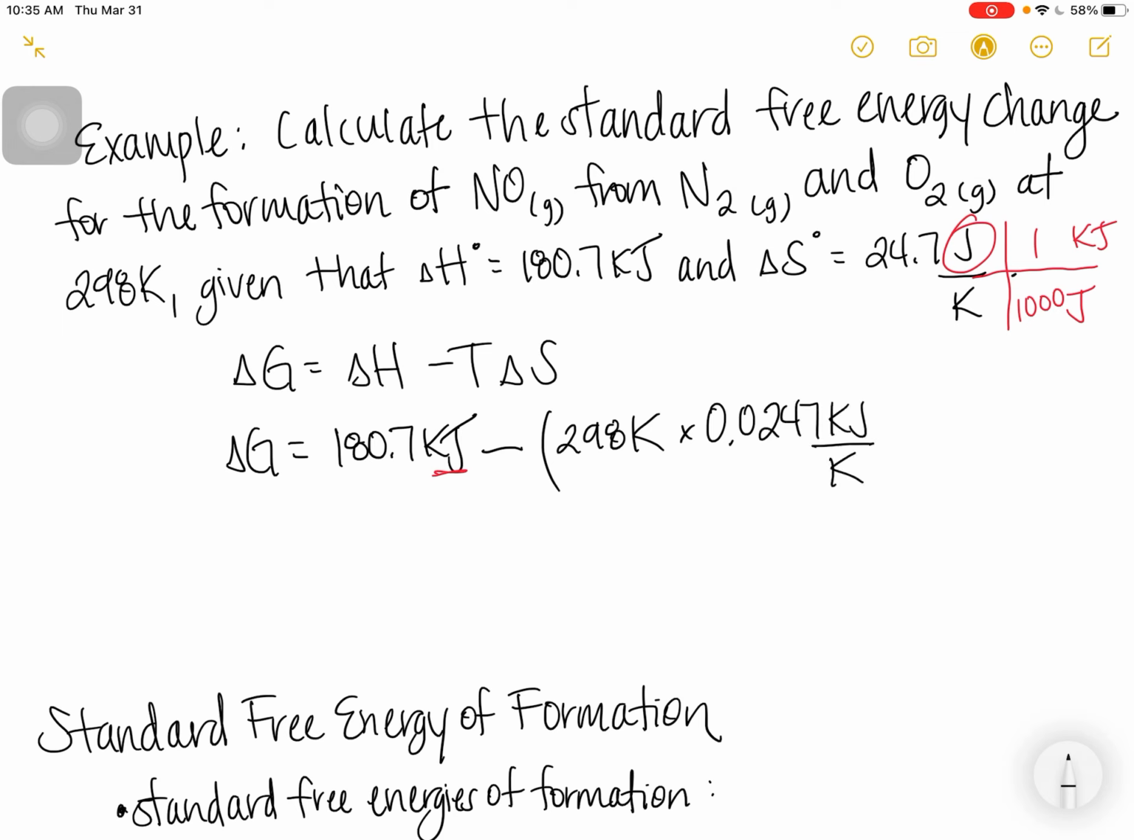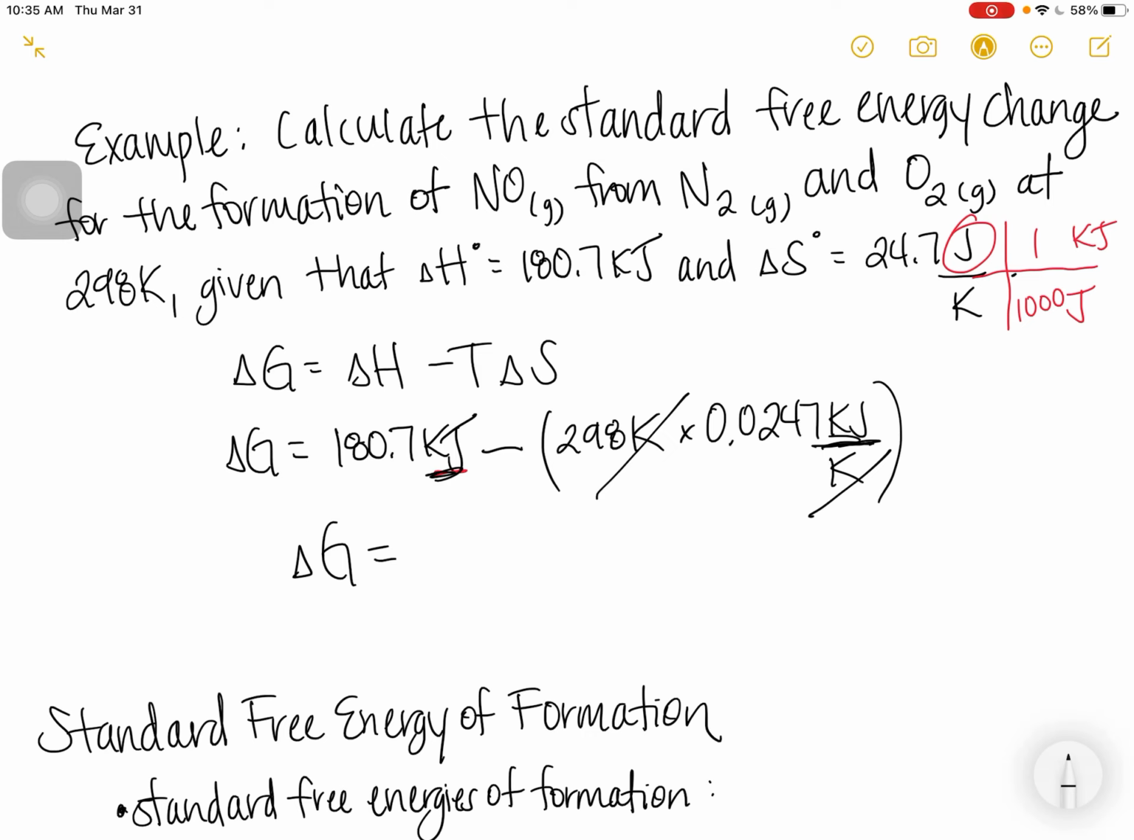0.0247 kilojoules per Kelvin. I could have also changed this to joules, okay, and my delta G would have come out in joules, but that would just be a big number. I prefer to change things to kilojoules. It really doesn't matter what you do. From here, my Kelvins cancel out, and I end up then with a kilojoule minus a kilojoule, which is just going to give me a unit of kilojoule.